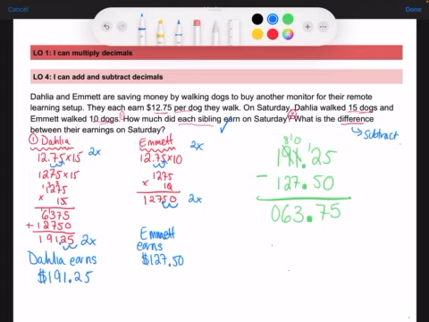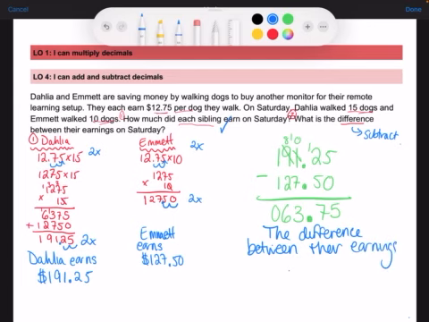So once again, I have a number and I need to make sure I answer this with an answer sentence, and make sure my answer is in money. And a good answer sentence for this, go back to the question. It says, what is the difference between their earnings on Saturday? So my answer will be: the difference between their earnings on Saturday is $63.75. All right. See you in the next video.